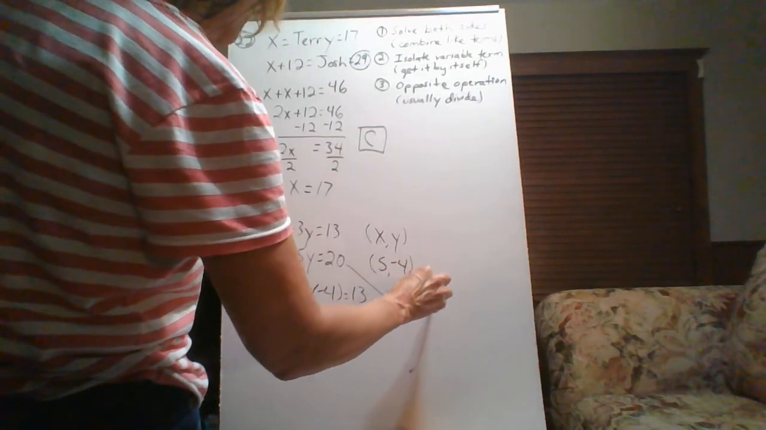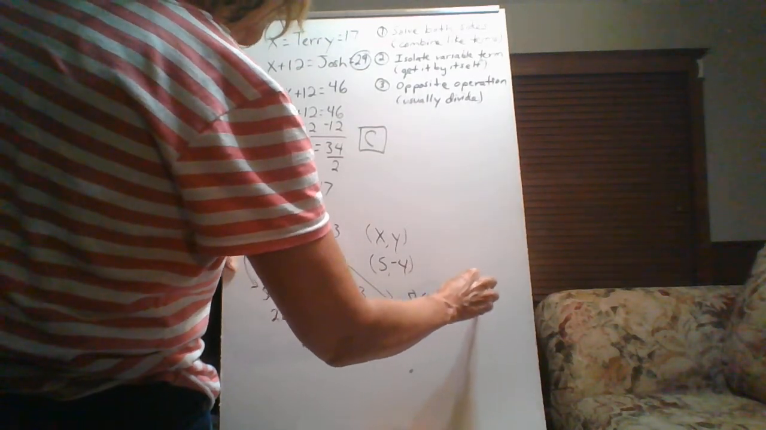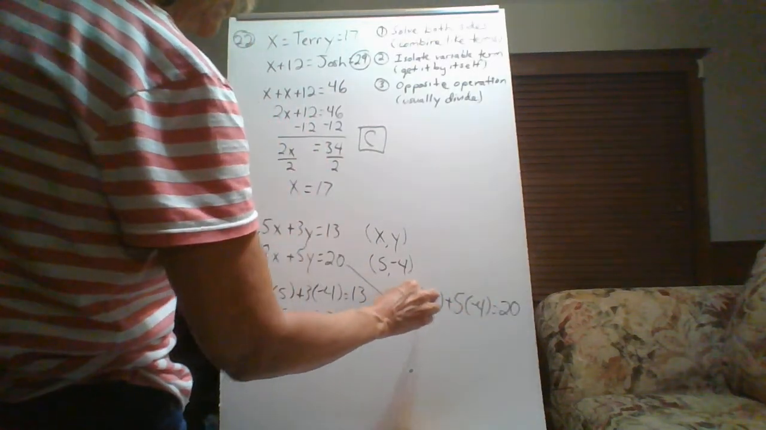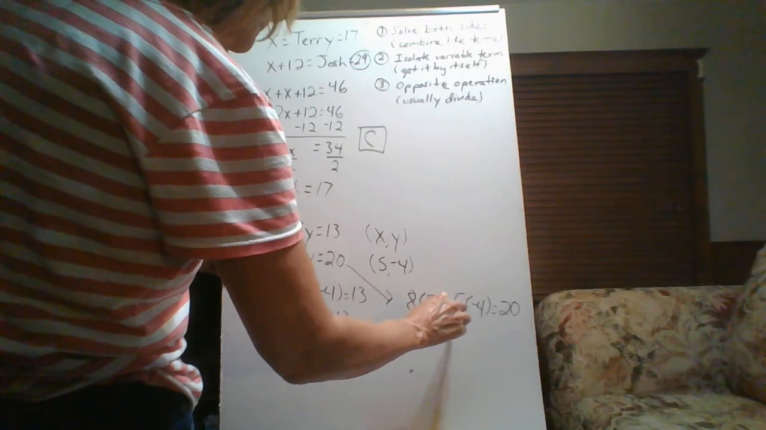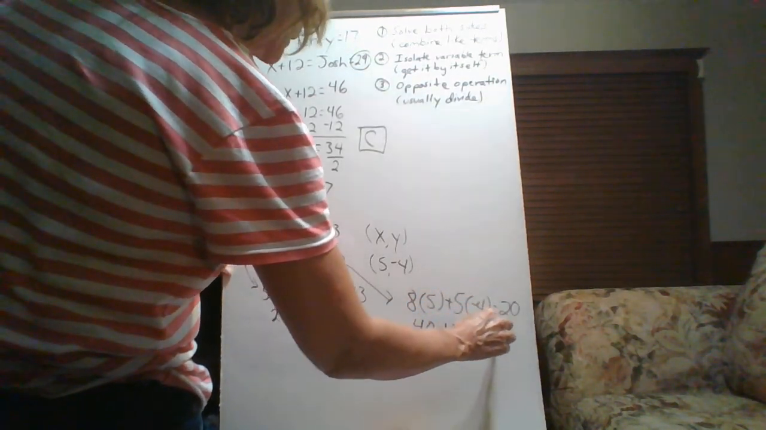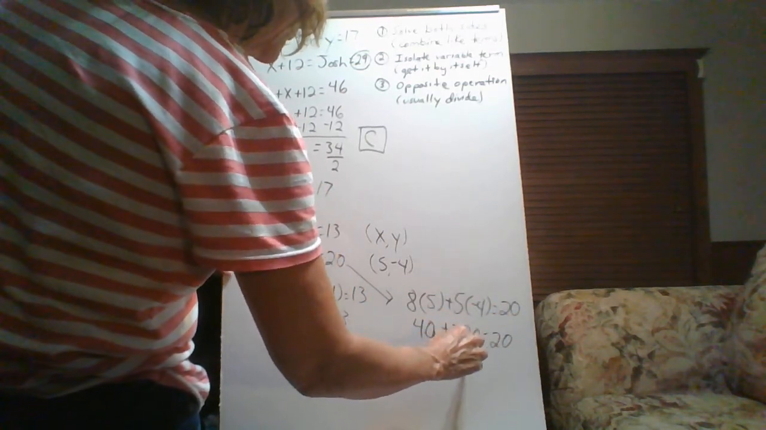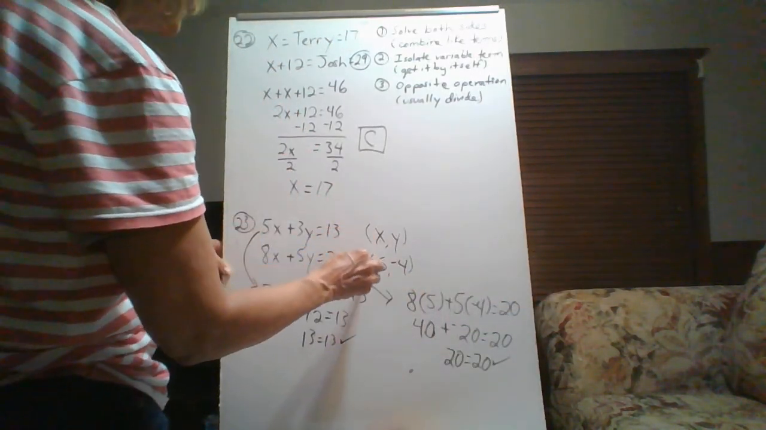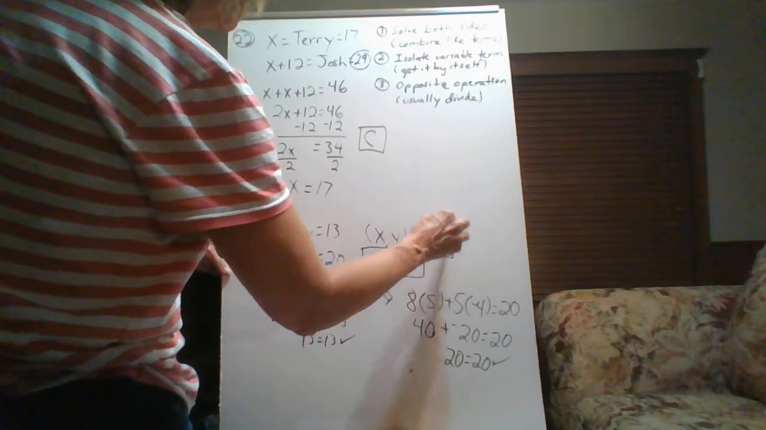So 8 times 5 plus 5 times negative 4 equals 20. Again, you can always use your calculator. 8 times 5 is 40. Plus 5 times negative 4 is negative 20 equals 20. If you did that in your calculator, you'd end up with 20 equals 20, which is also true. So this is actually my answer. Okay, so the answer to this one is B.